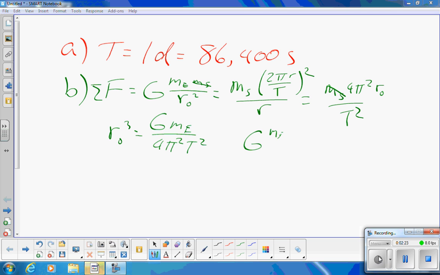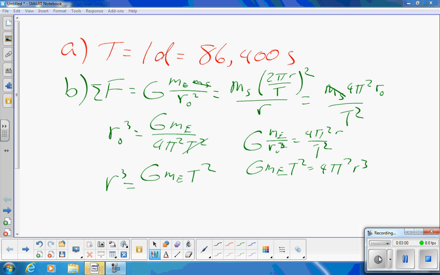G M E over r squared is equal to 4 pi squared r over T squared. That's an r squared down here, it's going to become r cubed. What am I looking for? I'm looking for r. So this becomes G M E T squared equals 4 pi squared r cubed. It is that, it just didn't look right. So r cubed, and this T squared comes up top, so r cubed is G mass of Earth T squared over 4 pi squared. We're on part B, and I'm already getting screwed up. Okay.